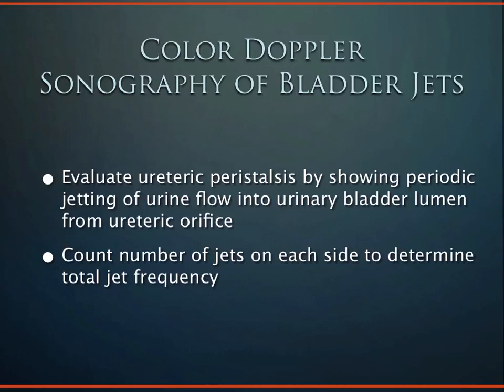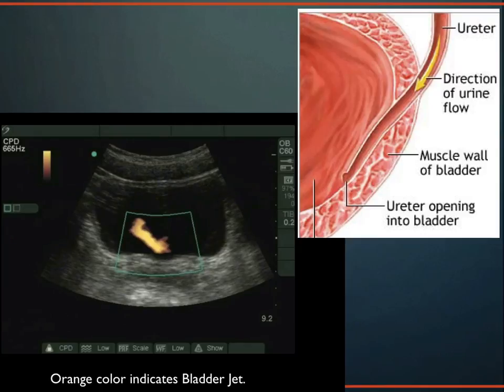The other thing that's cool about bladder ultrasound is the fact that we can see, especially using color Doppler or power Doppler, the jets squirting through the trigone of the bladder. And you can look at those jets. You can actually count them up if you want.